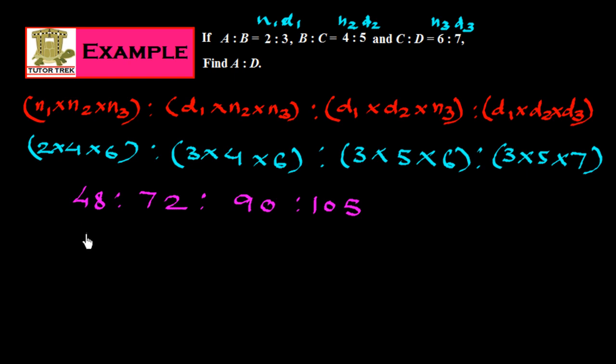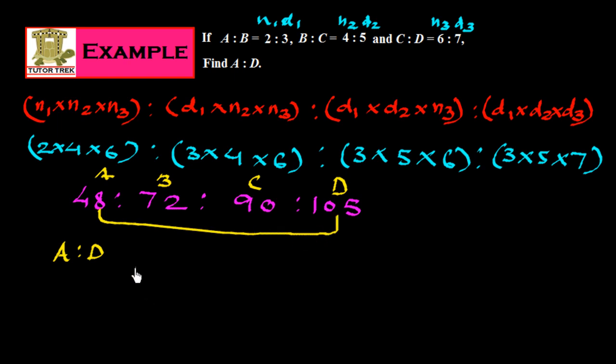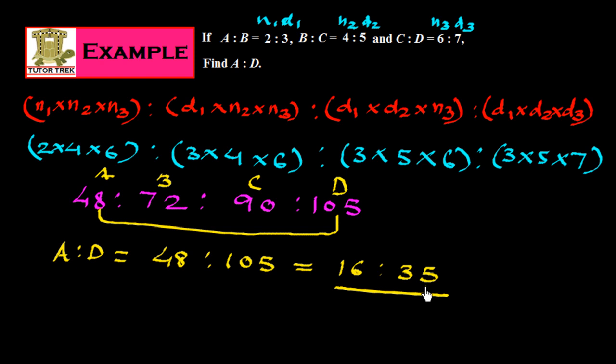But we have to find the ratio of A is to D. So look here, this is our A, B, C, D. A is to D we have to write down. This is equal to 48 is to 105. So we can divide it by 3 also. So we get the final ratio: 3 16s are 48, 3 35s are 105. So 16 is to 35 would be the ratio of A is to D. So in this way we can easily find out the ratio.